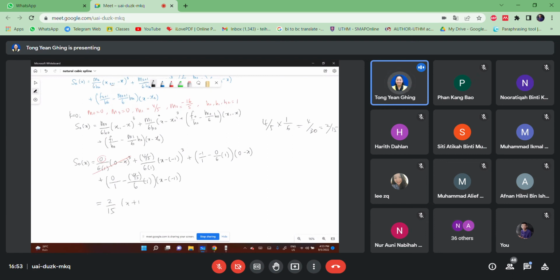x plus 1 power of 3 plus x. Okay, because this one is gone. So this one negative 1 times negative x, so here it becomes x. Plus this one becomes negative 2 over 15, x plus 1. Okay, so this is S naught of x.